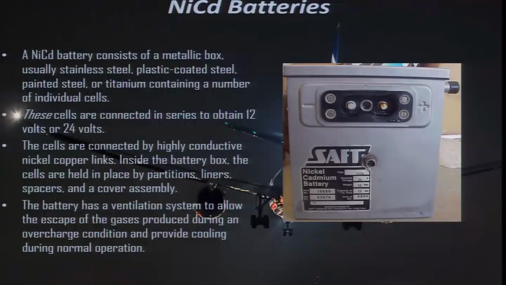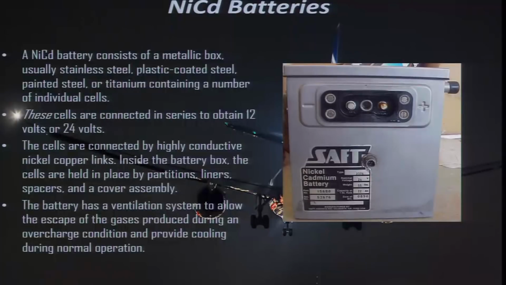A nickel cadmium battery consists of a metallic box, usually stainless steel, plastic coated steel, painted steel or titanium, containing a number of individual cells. So, it may be in a metallic box of stainless steel or plastic coated steel or painted steel or titanium, which may have a number of individual cells.